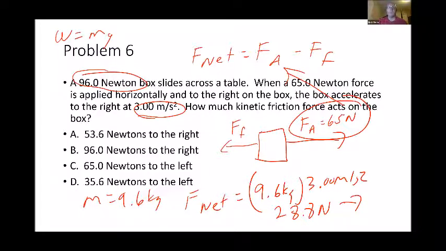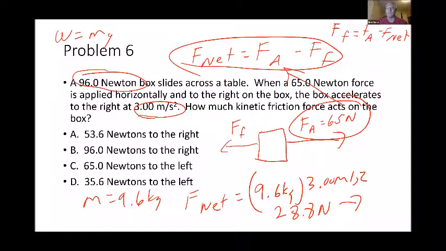So if we do a little rearranging of our equation up here, I'm just going to solve this equation out for frictional force. So frictional force would be equal to F_A minus F net. And all I did is just solve this equation right here for frictional force. My applied force was 65 newtons minus my net force, 28.8 newtons. We end up with 36.2.